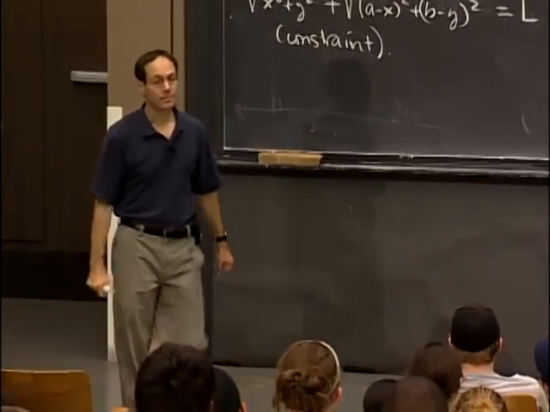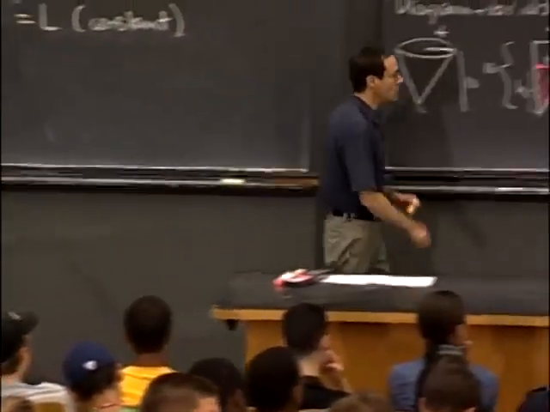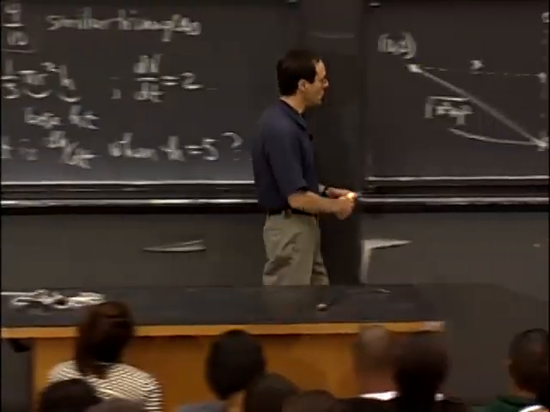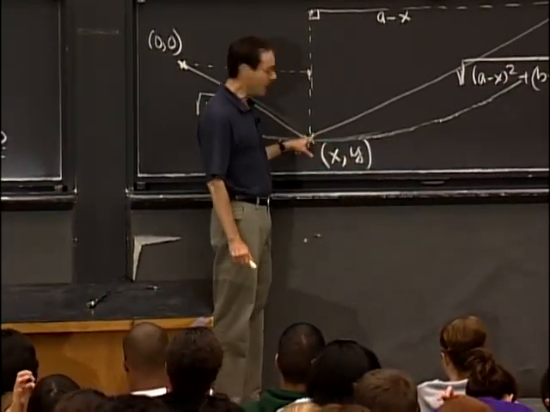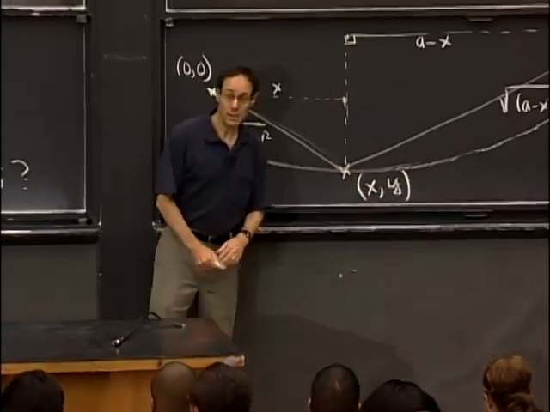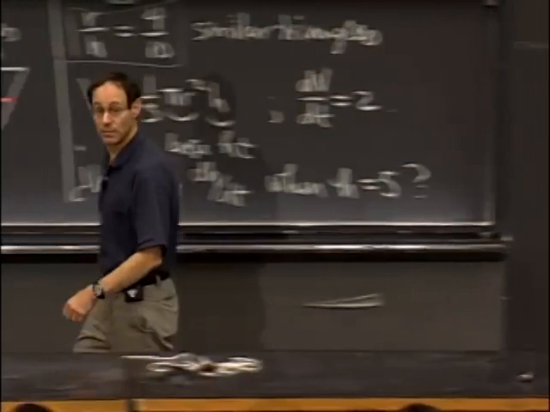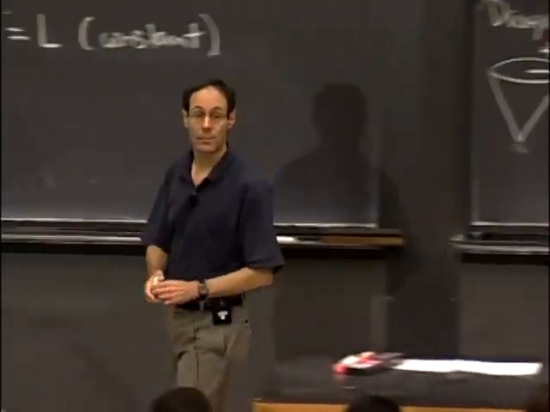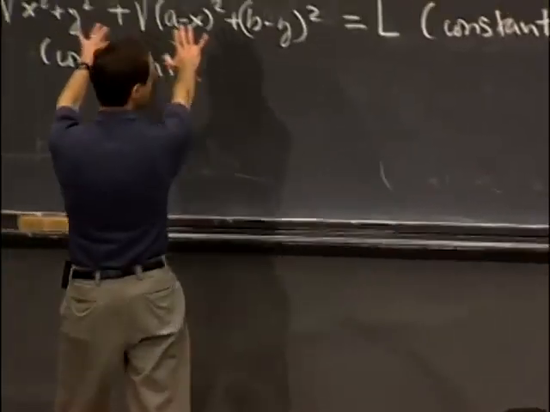So the question is, shouldn't it be b plus y? No, and the reason is that y is a negative number. It's below 0. So it's actually the sum minus y is a positive number. All right, so here's the formula.